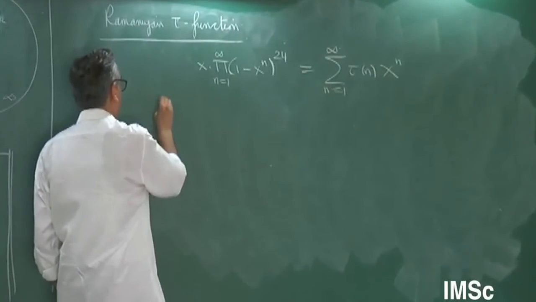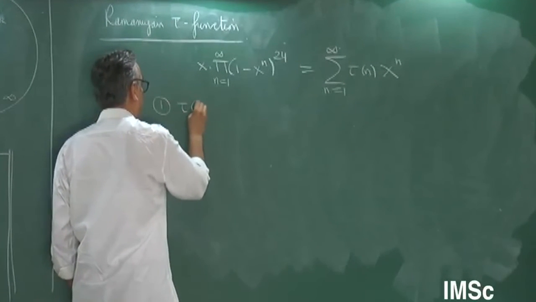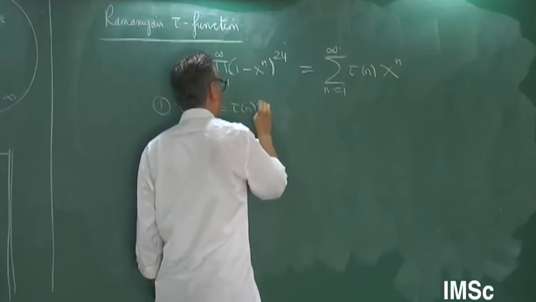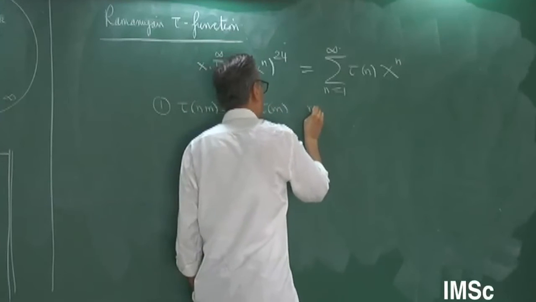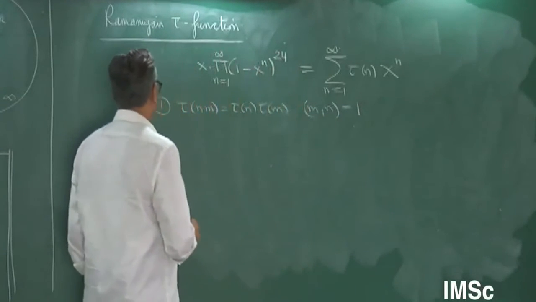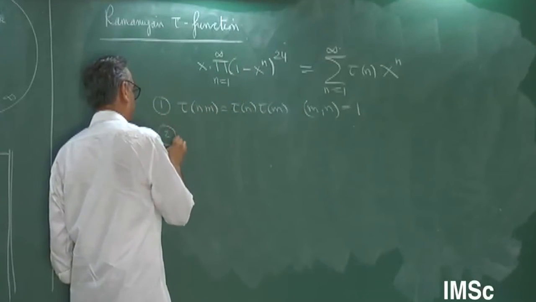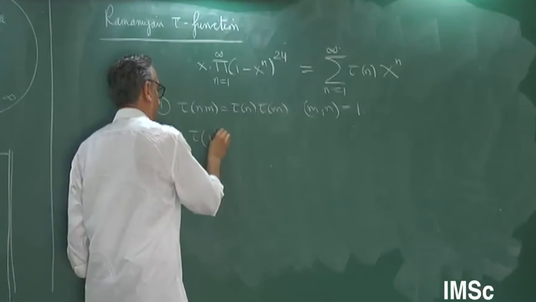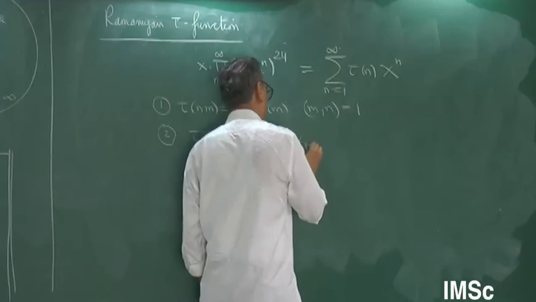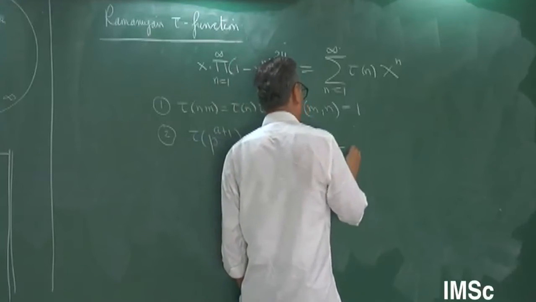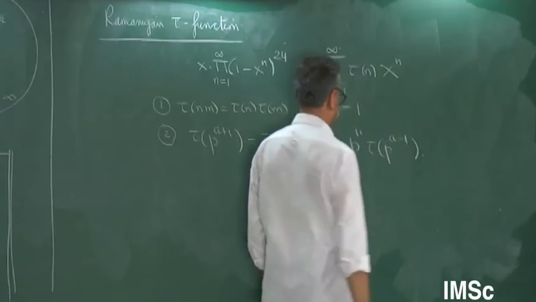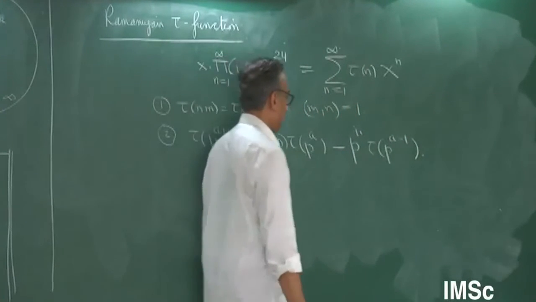And he made a bunch of conjectures. The first conjecture was that tau of n times tau of m is tau of nm, whenever m and n are relatively prime. And the second conjecture was that tau of p^(a+1) was tau of p times tau of p^a minus p^11 tau of p^(a-1), for every prime p.